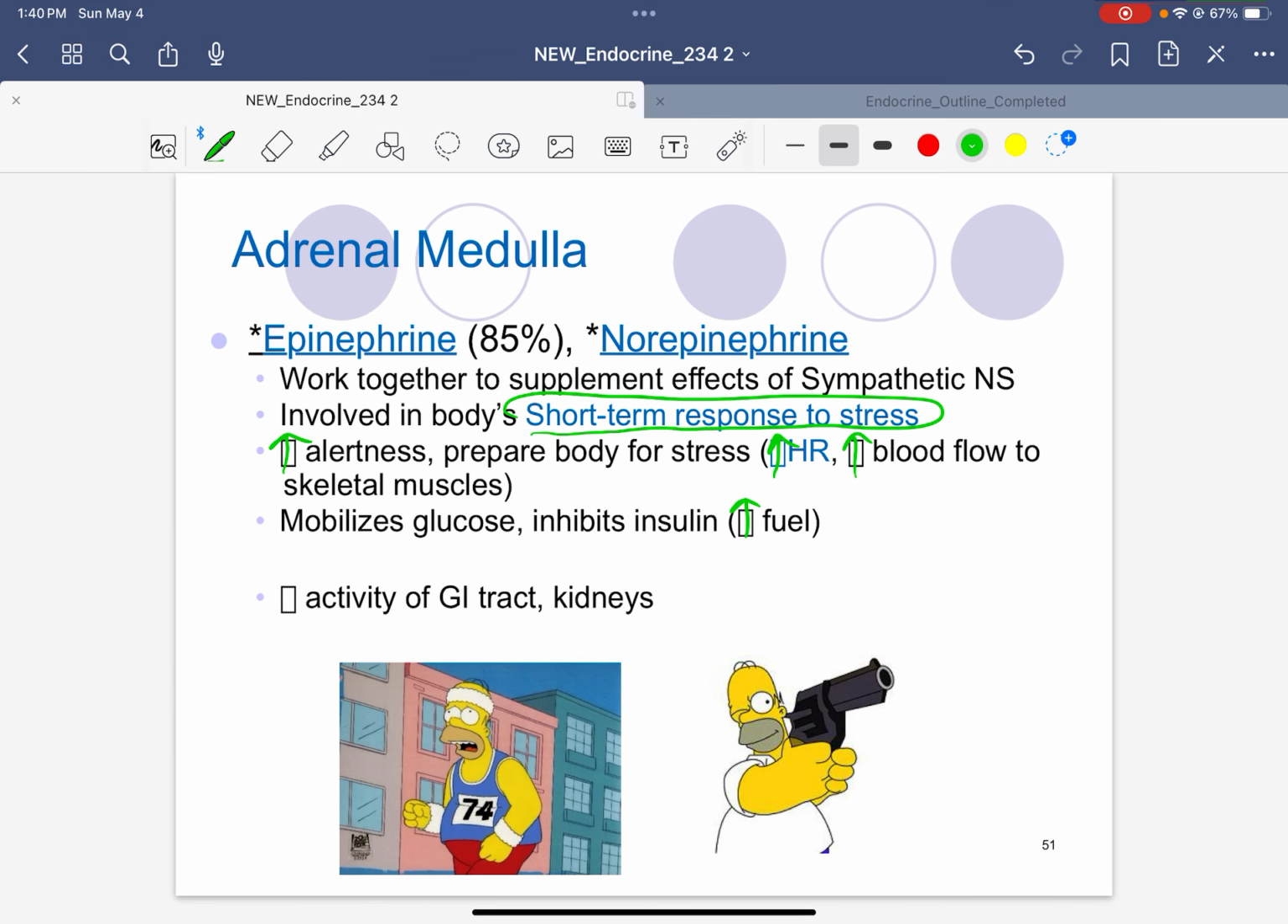As an aside, you don't have to know this, but if you ever wanted to know, of the two, epi and norepi, we have much more of epinephrine. That's what this 85% is. You don't have to know that. But just FYI, of the two, we've got much more epinephrine.